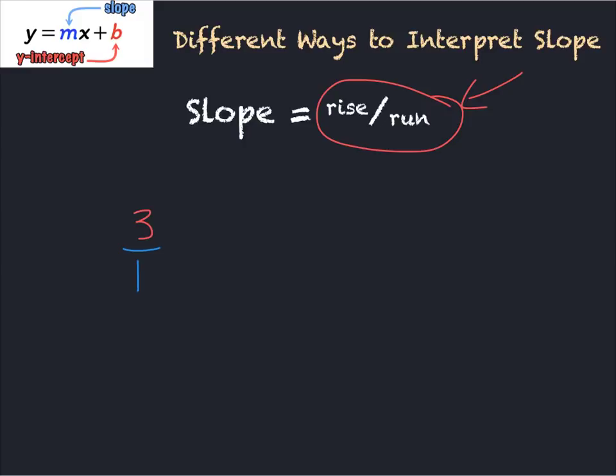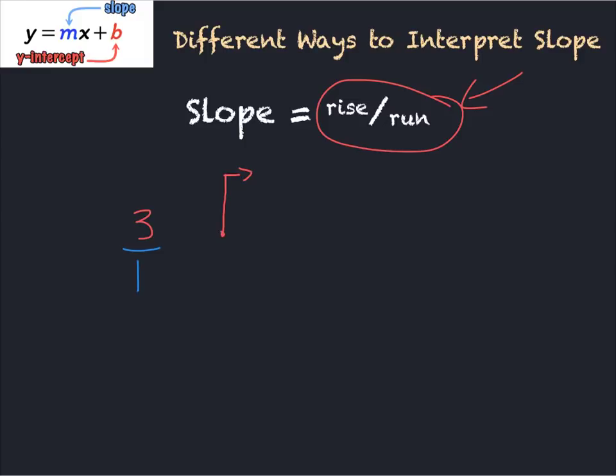So what would this mean? Remember, slope is rise over run. So what would this mean if we were using slope to graph? That means we would be rising 3 and running 1. Okay, rising 3 and running 1 on our graph, starting from a set point.